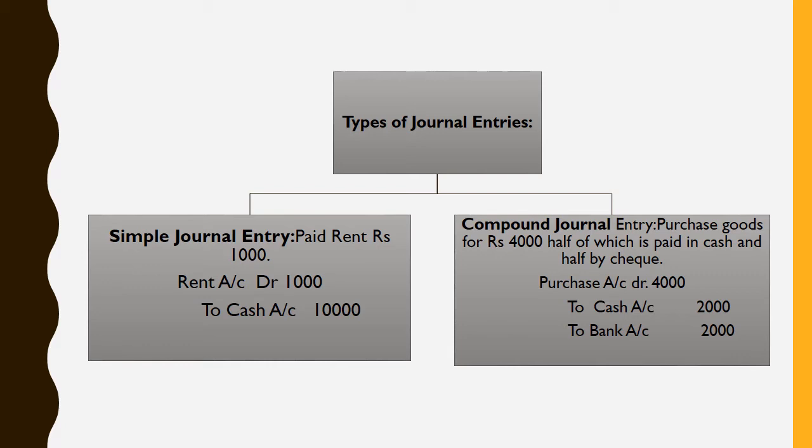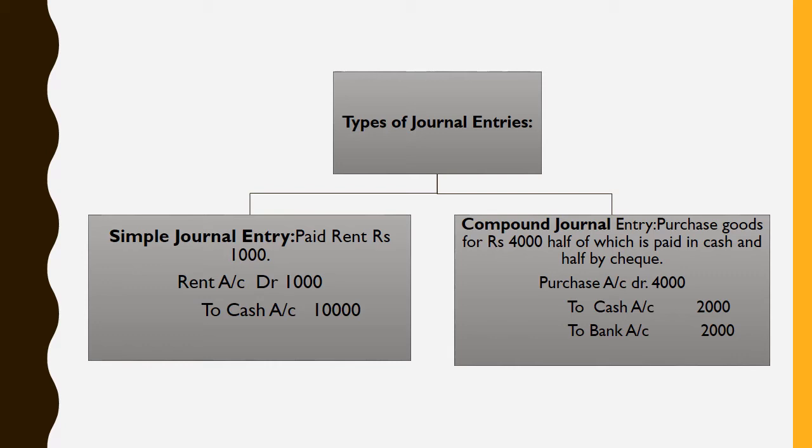Whereas in case of compound journal entry, the example is: purchase goods for ₹4,000, half of which is paid in cash and half by check. It means purchase is for ₹4,000, ₹2,000 is paid through cash and ₹2,000 is paid from bank. Therefore, the entry here is purchase account debit by ₹4,000, to cash ₹2,000 and to bank ₹2,000. You can clearly see here two accounts are credited and one is debited. It means more than two accounts are involved here. Therefore, it will be termed as compound entry.